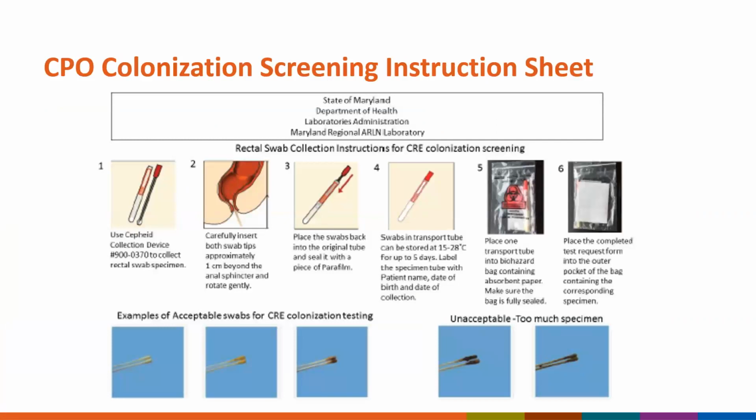This is just the specimen collection cheat sheet in a little bit more detail so you know what you're going to receive. It gives instructions as to how to collect the specimen, and for rectal swabs specifically, we have a guide as to how much specimen is too much specimen, since that can cause an invalid result. Next slide, please.